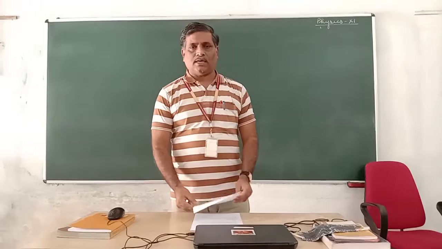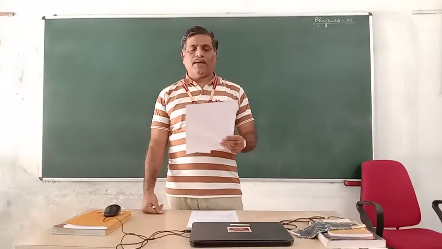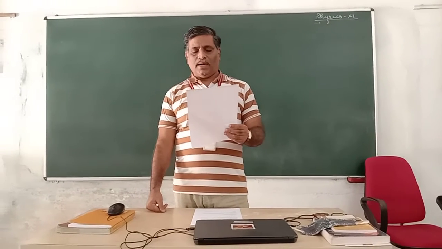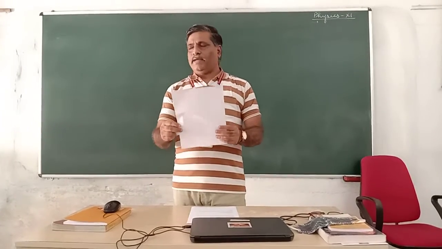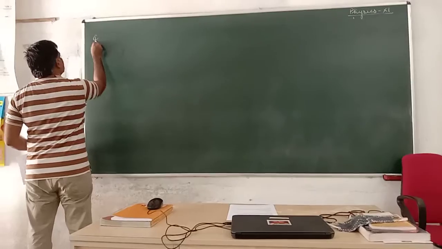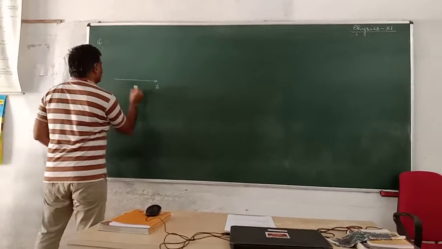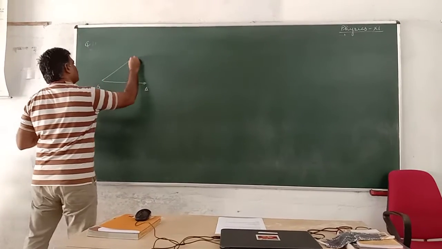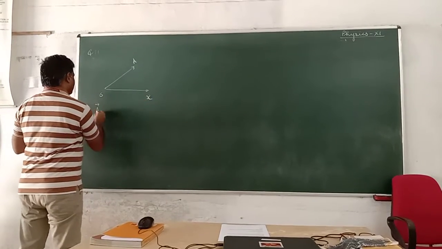Let us start. Question number 11: what is the angle subtended by the vector A equal to 4i plus 3j plus 12k with the x-axis? There is a vector A, that is OA, and this is the x-axis, we can take it.